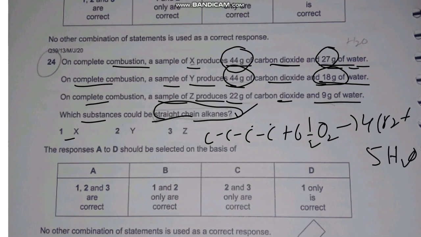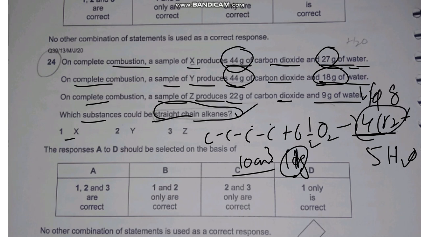We can see here, for example, if we have 10 cm³ of butane, then 40 cm³ of carbon dioxide and 50 of water will be produced. So in this question 44 gram of carbon dioxide is produced and 27 gram of water is produced, so only this option contains the straight chain.